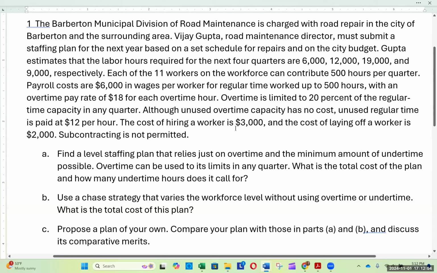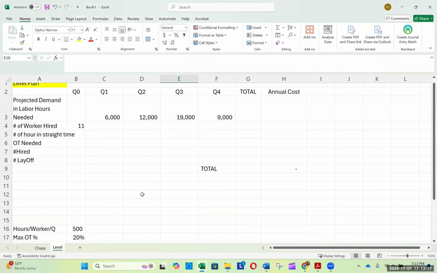And the cost of hiring is 3,000 and laying off is 2,000. So they want us to do this problem in multiple ways. The first one is they want us to do it using a level plan. Then they want us to use a chase plan, and then see if we can do any better on our own with a mix strategy. So I have prepared an Excel spreadsheet a little bit to begin with.